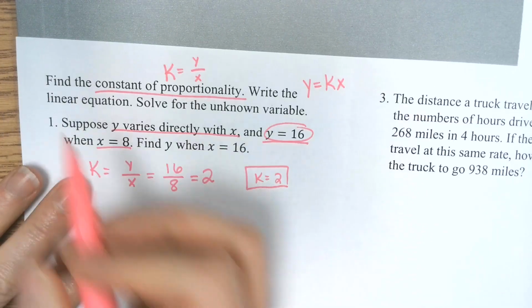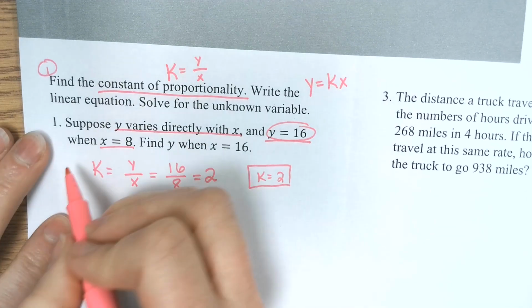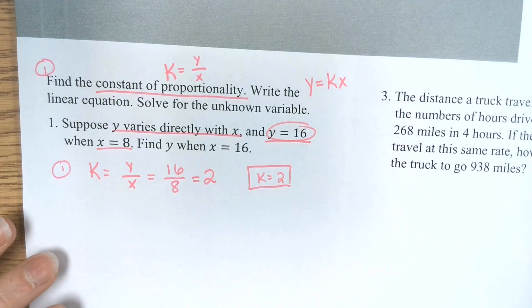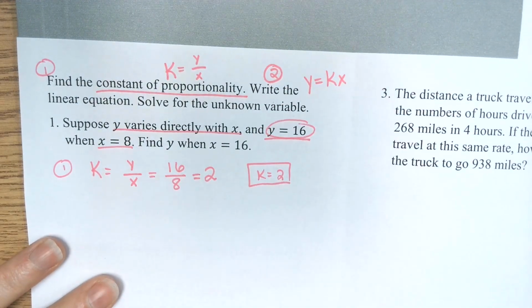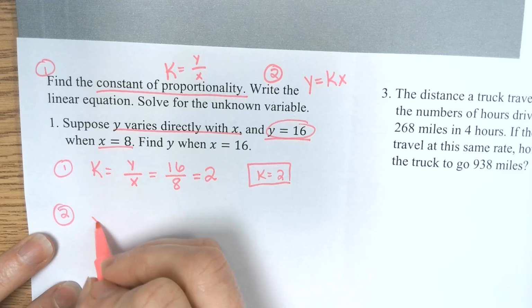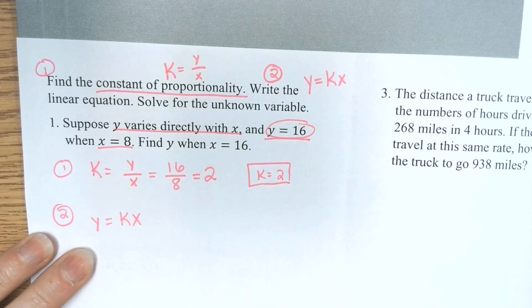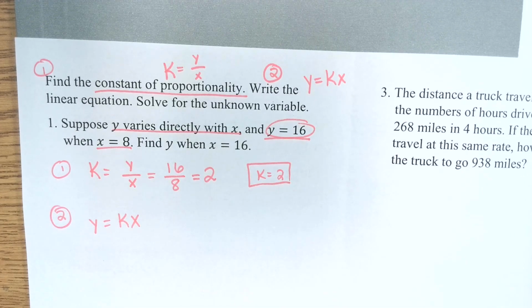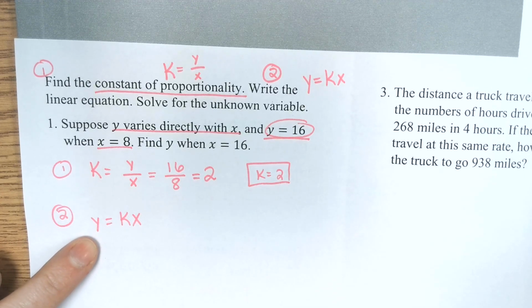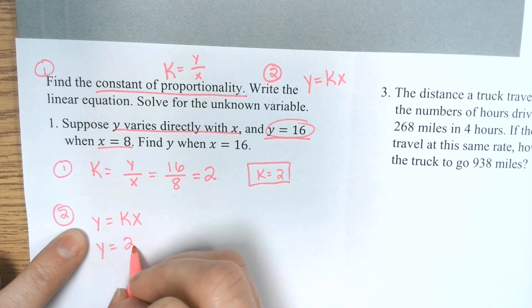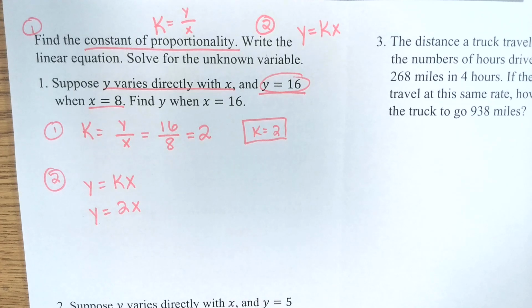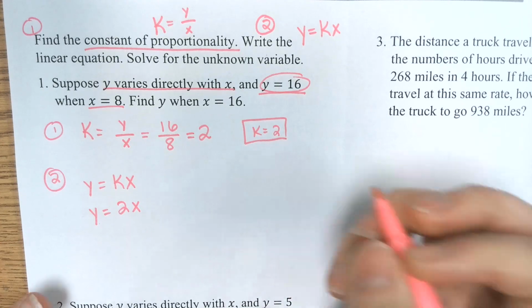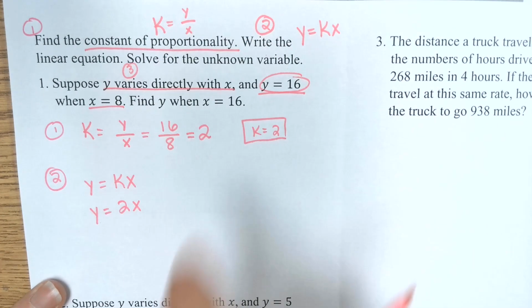So that was step 1, right? Find the constant of proportionality. This was step 1. Step 2 is write the linear equation. So here's step 2. Y equals kx. So since we already know what k is, we can write y equals 2x. So then step 3 is solve for the unknown variable.